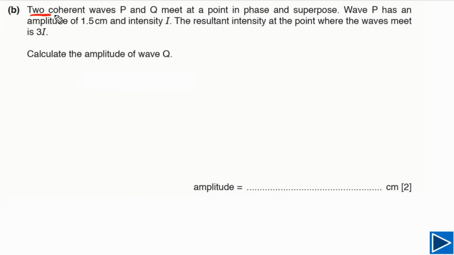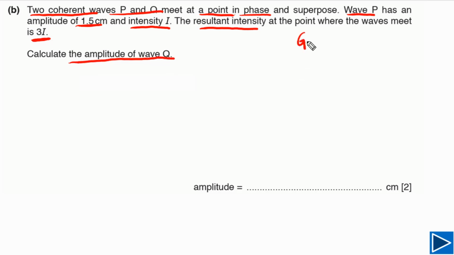For part B, it is given that two coherent waves P and Q meet at a point in phase. The amplitude of wave P is given, 1.5 centimeters, and its intensity is I. The resultant intensity at the point is given, equal to 3 times I. We need to calculate the amplitude of wave Q.